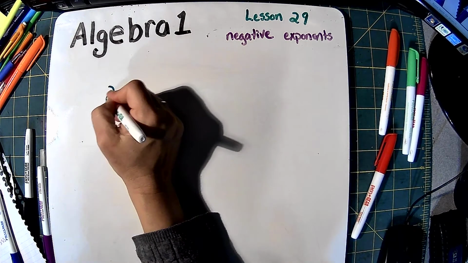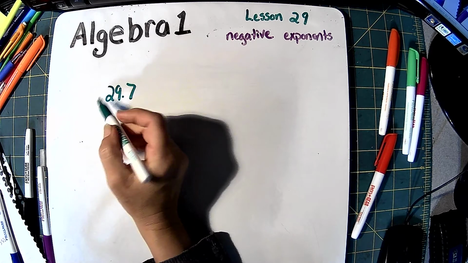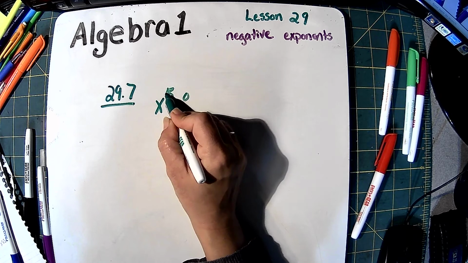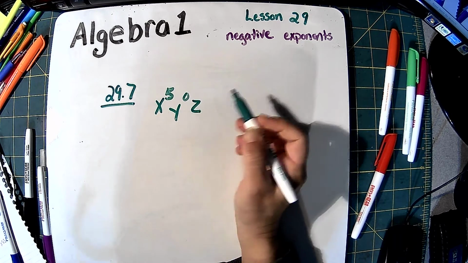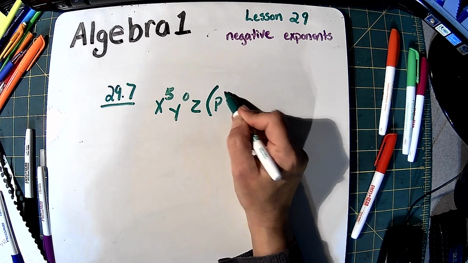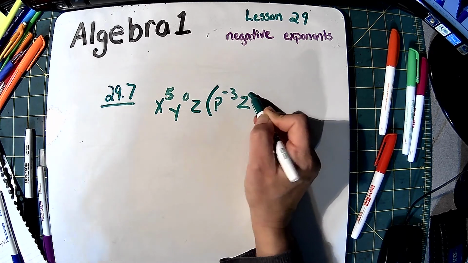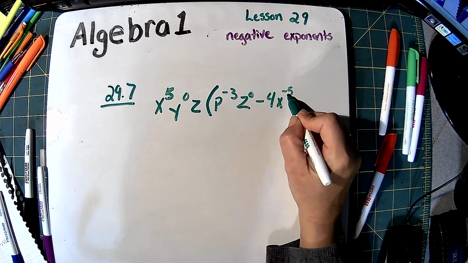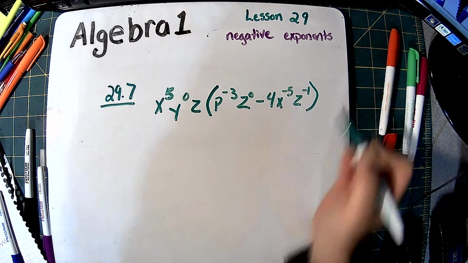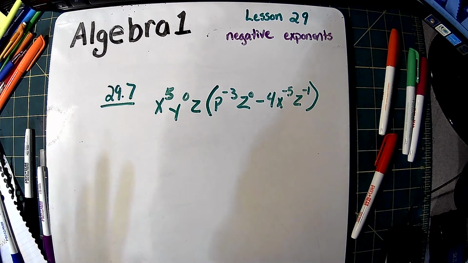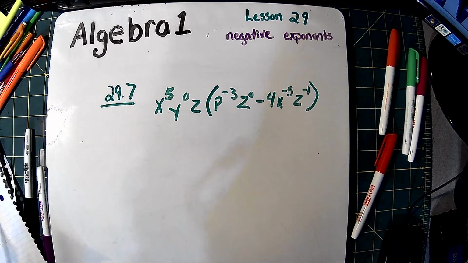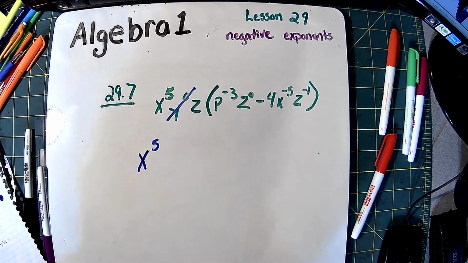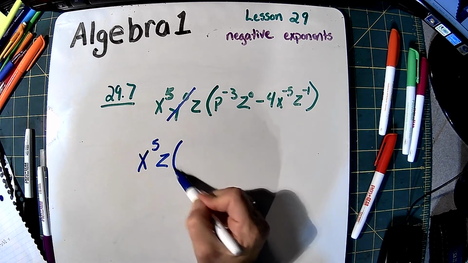Let's do 29.7. x to the 5th, y to the 0, z times p to the negative 3, z to the 0, minus 4x to the negative 5, z to the negative 1. All right, before I try to do anything, I'm going to simplify by getting rid of all of my to the zeros. So I'm going to copy this down. I've got x to the 5th, y to the 0. I can take that out. It just means times 1. Then I'm going to bring down my z. Then I'm going to put my parentheses.